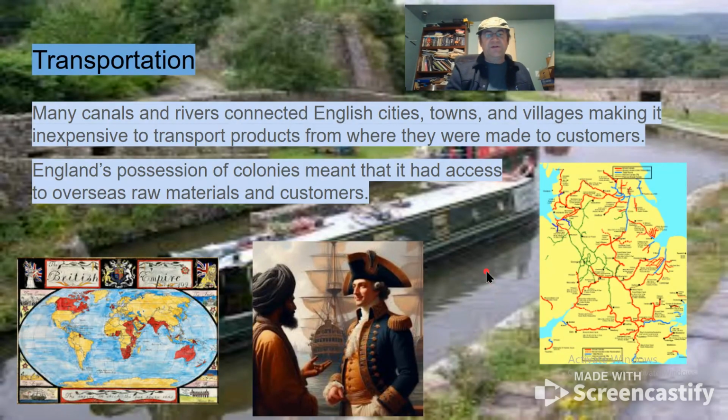Also, England had a large number of overseas colonial possessions in North America, in Asia, in Africa, Australia also. These were sources of raw material, things like rubber, cotton, iron, other minerals, wood that could be imported from the colonies to England, manufactured into products, and then sold back to those colonies. This was an economic system called mercantilism.